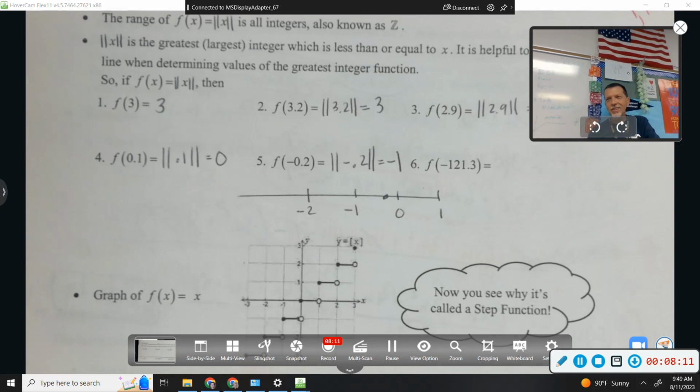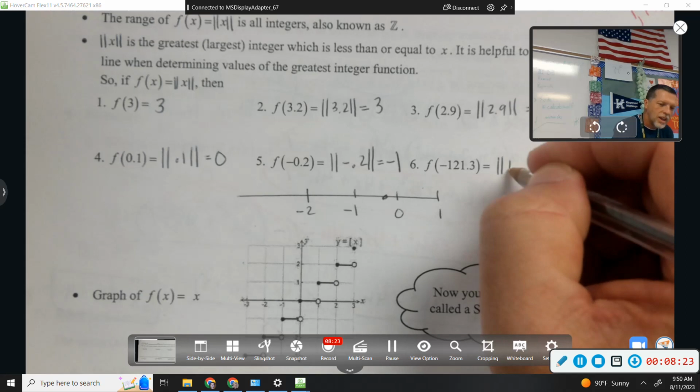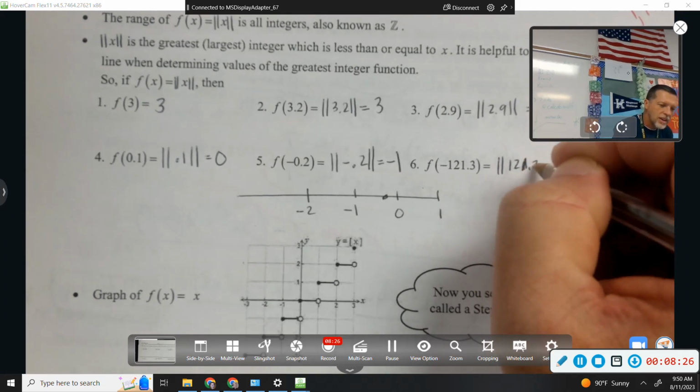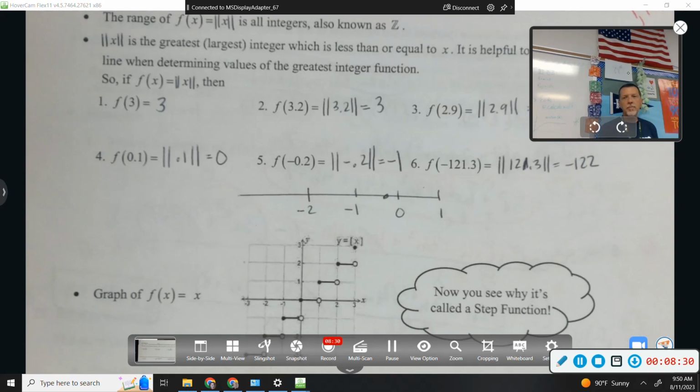No one calls it this, but I think of it as the go left function in terms of the number line. Like, put yourself on the number line and go left to the nearest integer. So if you're at negative 121.3 and you go left, you end up at negative 122. If you need to draw the number line all the way out there, don't.